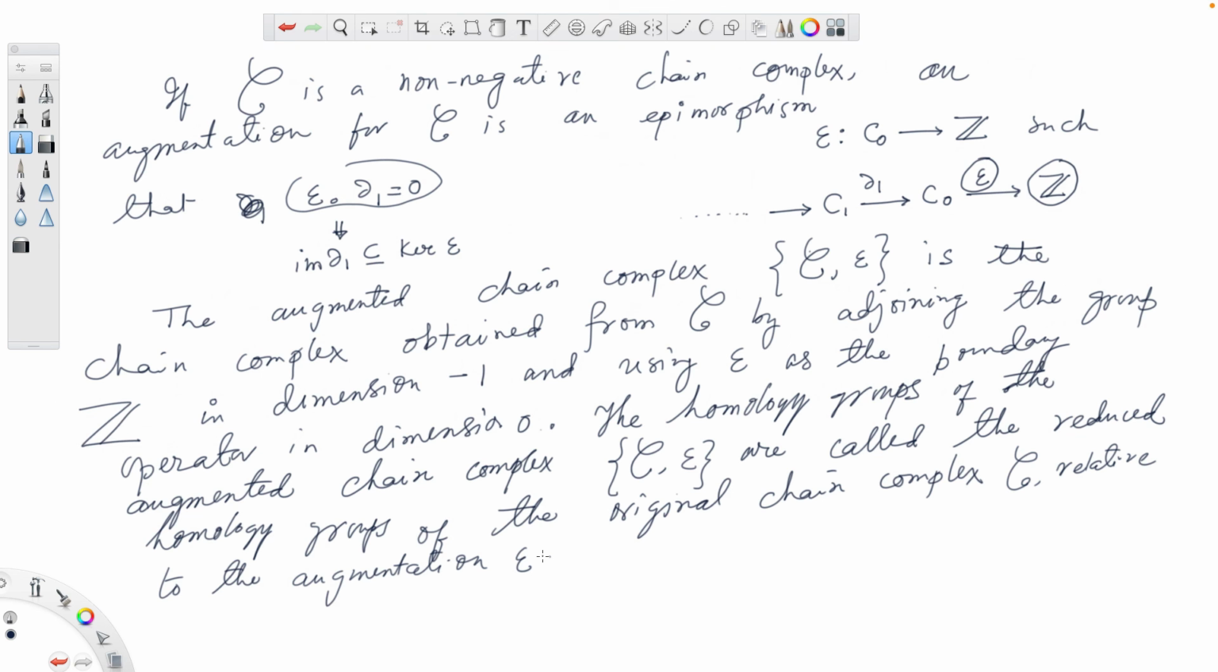Okay, so these homology groups are denoted by either the ith homology group of the augmented chain complex calligraphic C comma epsilon, or by reduced homology of the original chain complex. Okay.